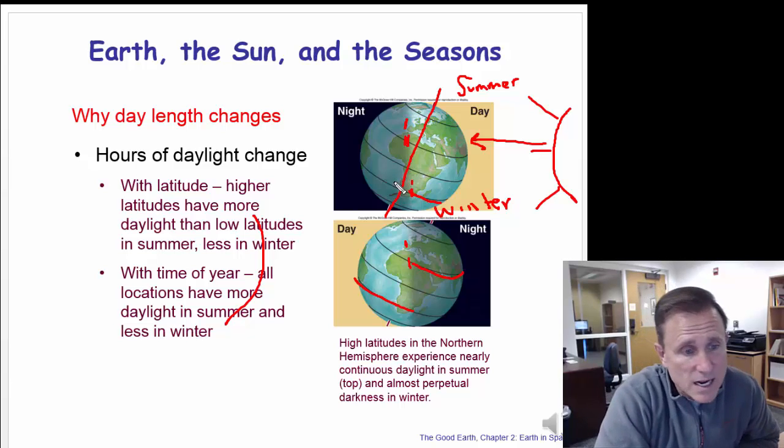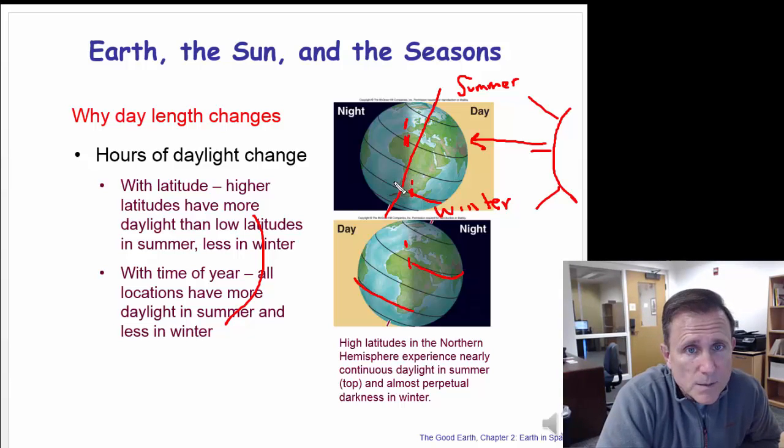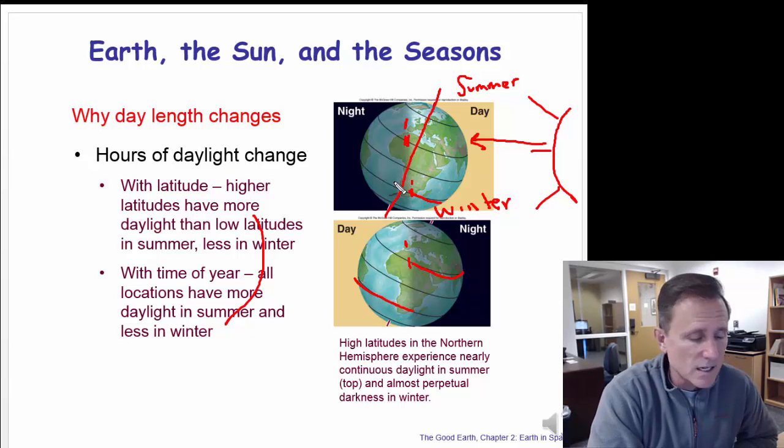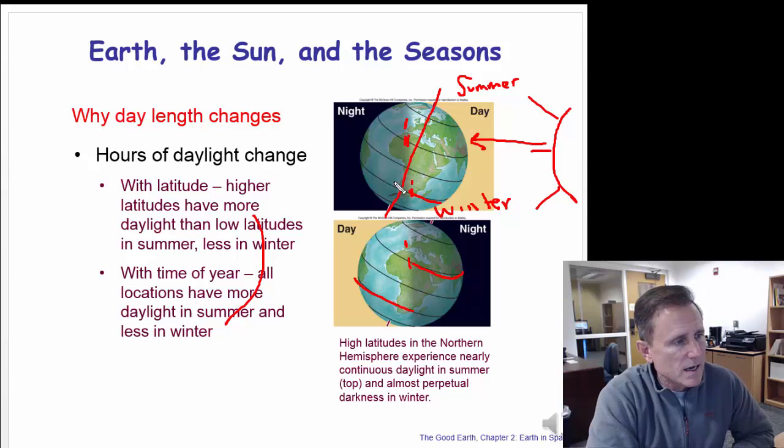And of course, the length of the days and nights also helps to control whether it's hot or cold. If you have a very, very long night, it's going to be much colder than if you have a very, very long day where the sun has lots of time to heat the earth.